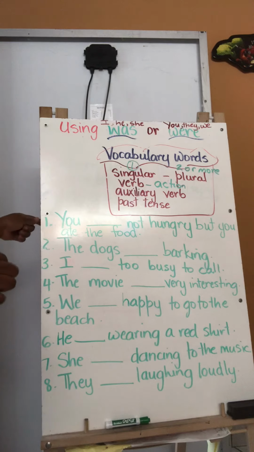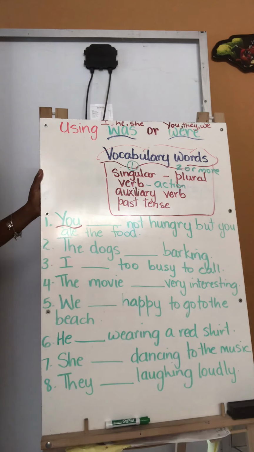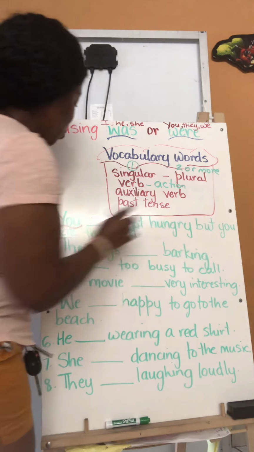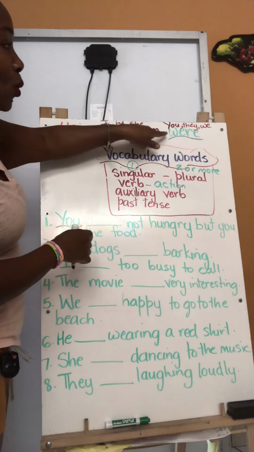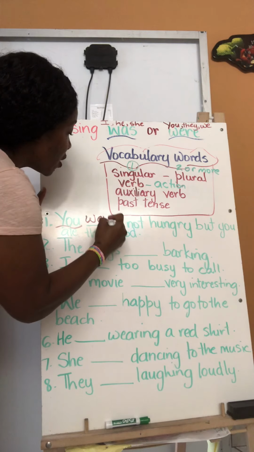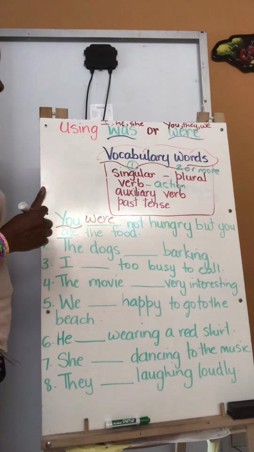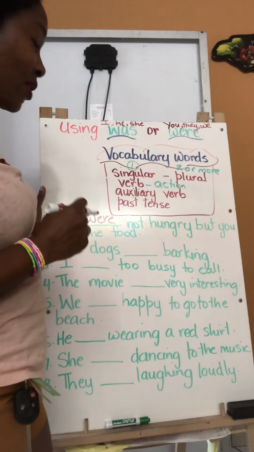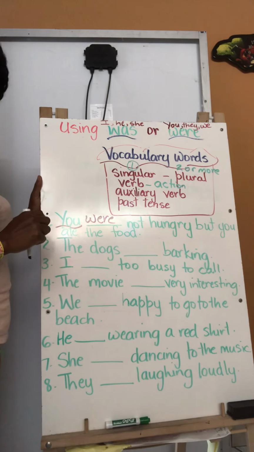So let's go back to sentence one. We're focusing on you. Blank not hungry, but you ate the food. Again, you goes with the auxiliary verb were. So you were not hungry. So please don't say you was not hungry. Not proper English or not proper grammar. So it's you were not hungry.